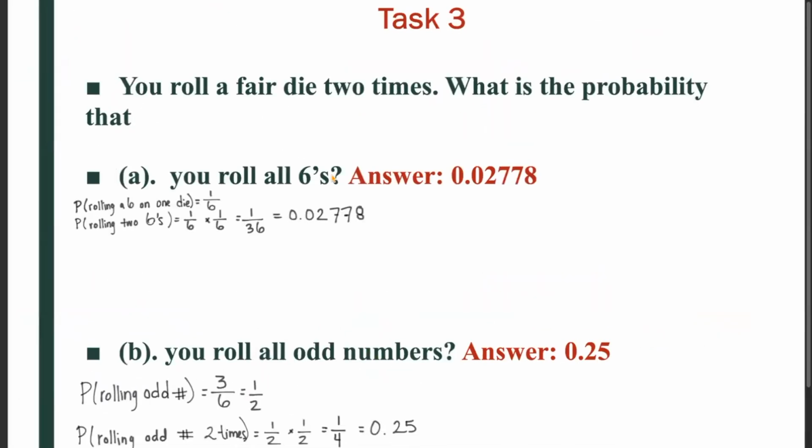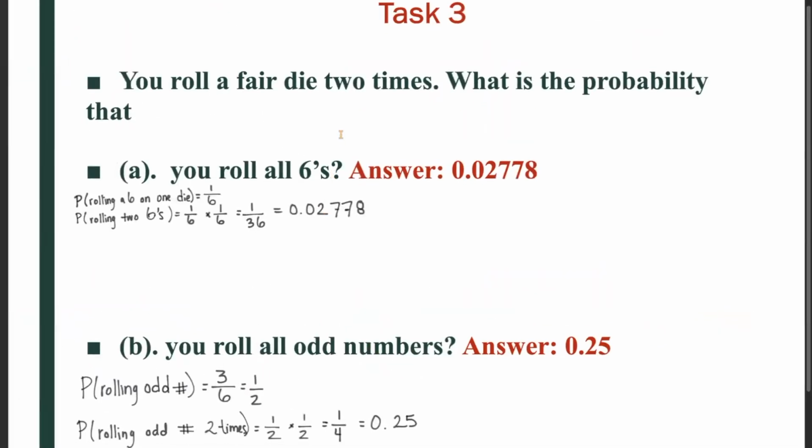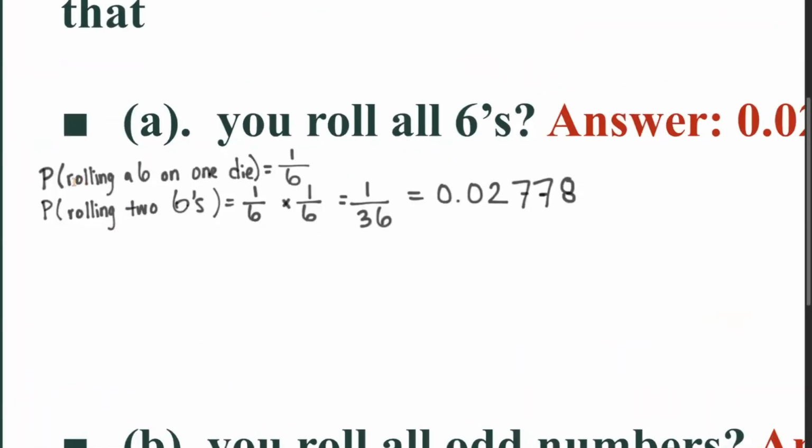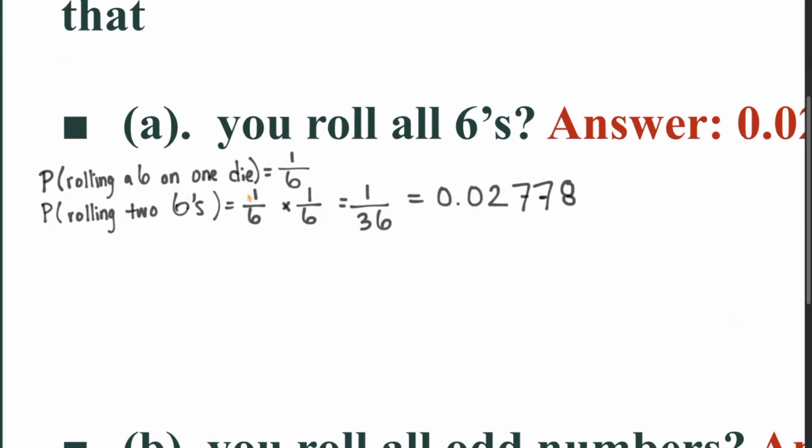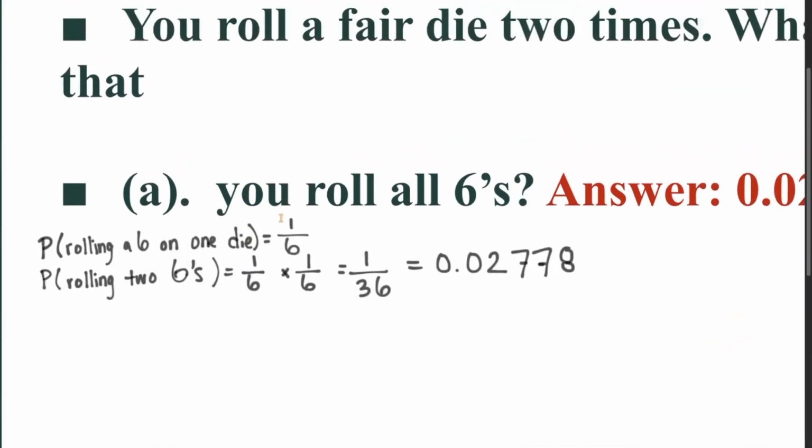All right. Task 3. You roll a fair die 2 times. What is the probability that you roll all 6s? First, let's talk about the probability of rolling a 6 on 1 die. Since it's a fair die, there's only one side that has a 6 on it, and there's a total of 6 sides, since it's a cube, or you can think of it as rolling a 1 through 6. So the chance of rolling a 6 when you roll 1 die is 1 over 6.